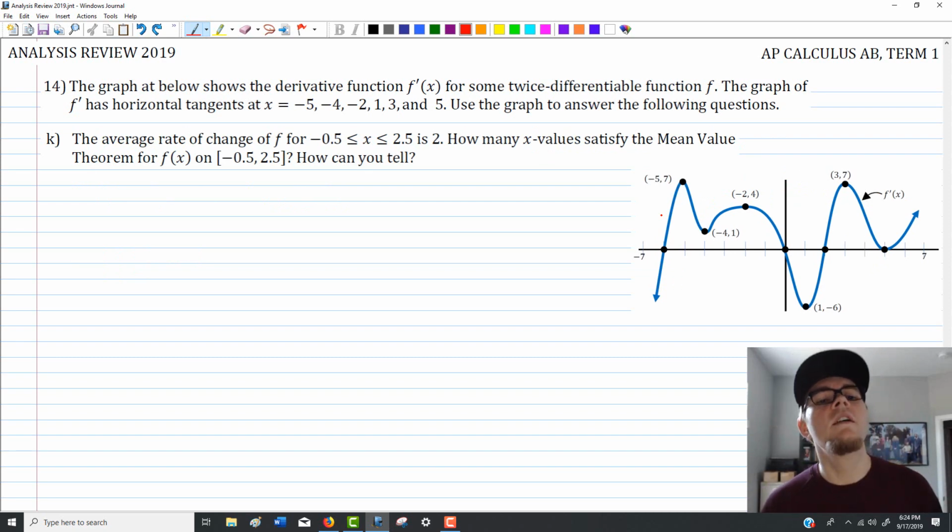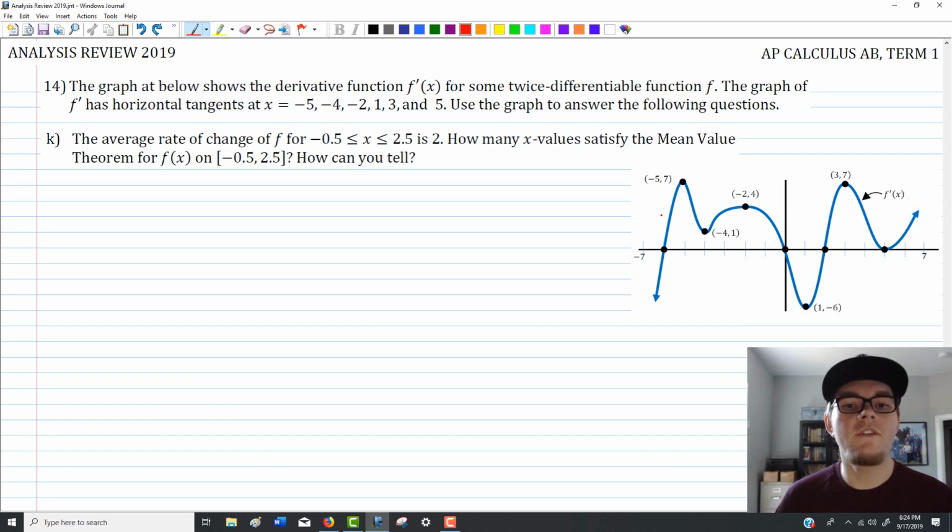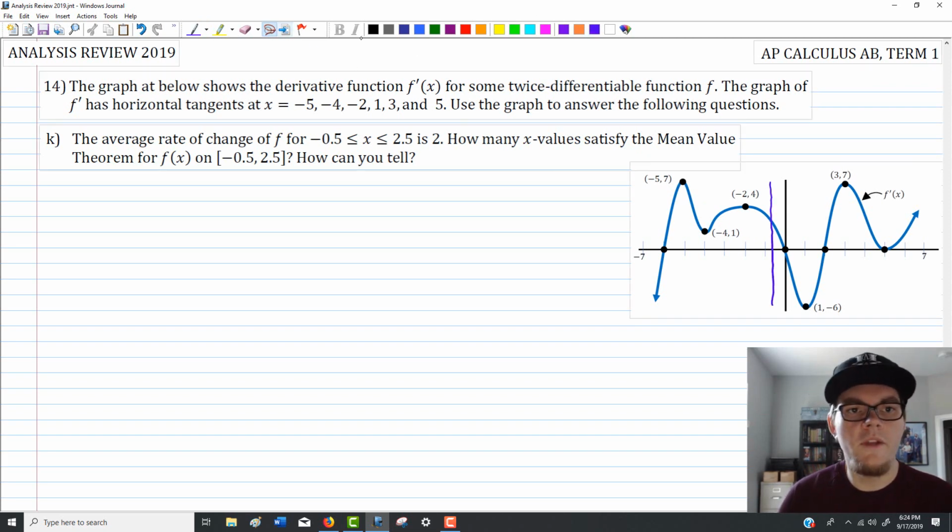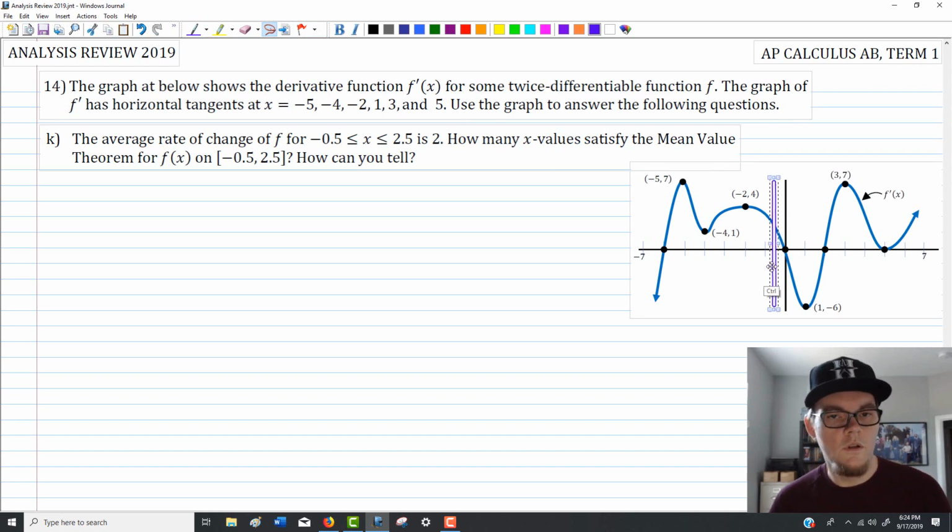Okay, 14K. The average rate of change of f for negative 0.5 to 2.5 is 2. So again, we're giving some weirdly specific intervals here. So negative 0.5, I'll draw a vertical line here. It's not going to be perfect, but hopefully that's good enough. So negative 0.5 to 2.5. There we go. Okay, so there's the region we're looking at.